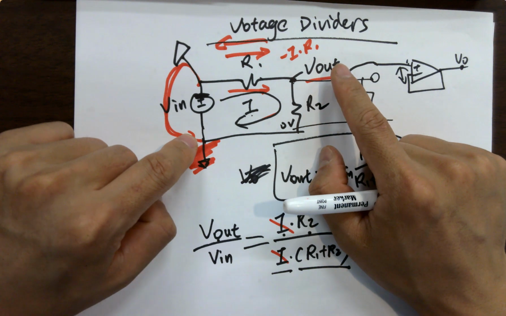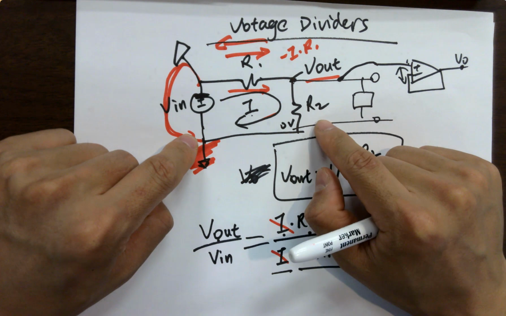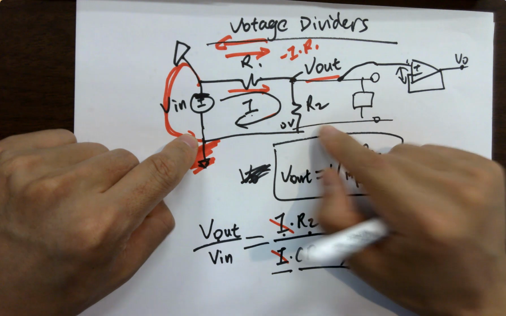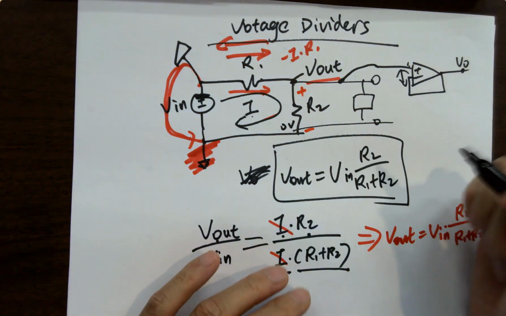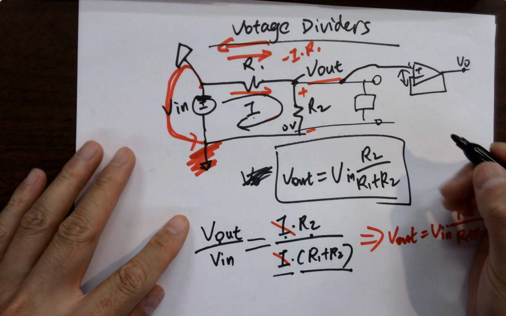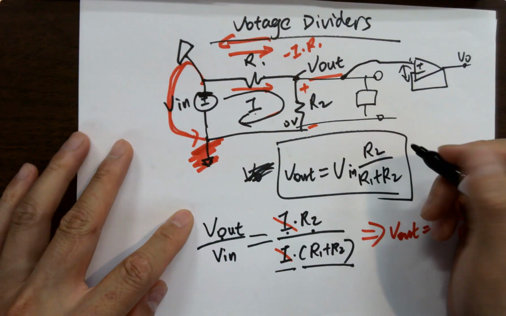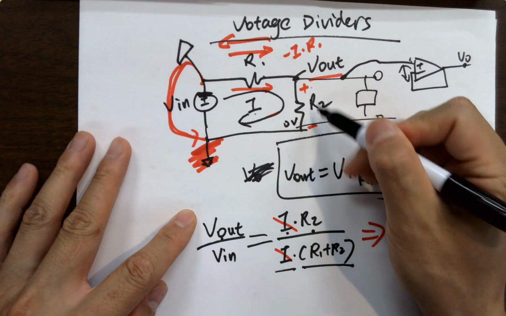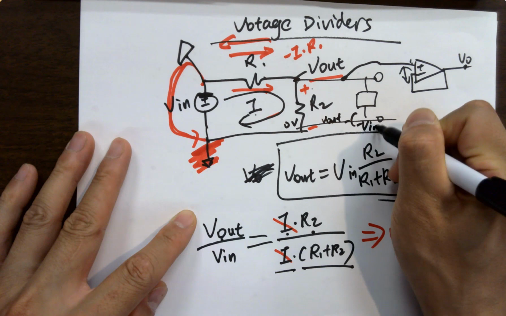Negative V in. So what's the voltage across R2 in this case? Negative V in minus V out. So we are talking about probably from here to here. V out minus V in. Oh, no. V out minus negative V in, right? Very close. So the voltage from here to here will be V out minus V in.